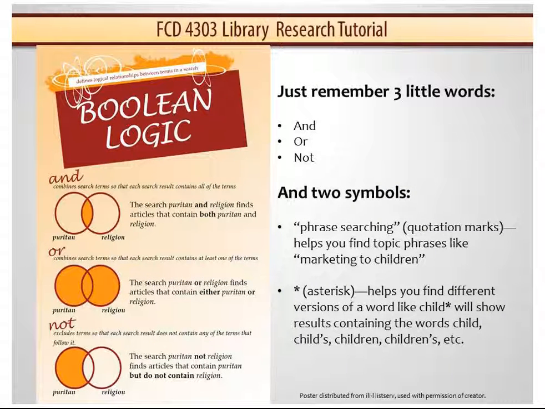So here's a quick recap on Boolean searching. It's 3 simple words, and, or, not, and we'll find both words that you type in on either side, or we'll find one or the other. Not will find the first word but not the second one. There's also a couple of other symbols that you can use. One would be using quotation marks for phrase searching. That will find words side by side. It's really useful if you're looking for titles or a phrase like marketing to children. And then the next one is asterisk. That will help you find different versions of a particular word. That is control shift number 8 actually, to get to the asterisk.